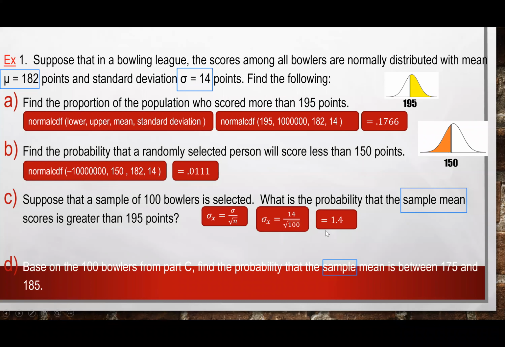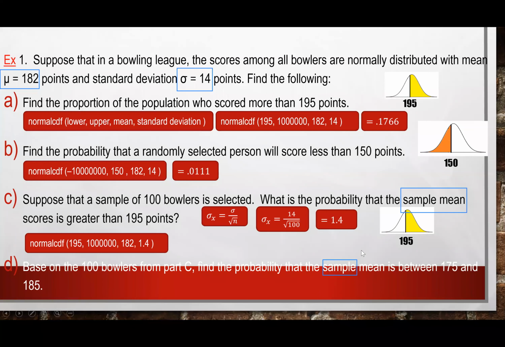Going back to this item, like I mentioned, greater than is the same as more than, right? Anything to the right of 195 is greater than 195. The only thing different between A versus C is that we are not using 14, we use 1.4, because we have to adjust the standard deviation to become a sample standard deviation. Once you have this, ladies and gentlemen, your answer is 8.1606 times 10 to the negative 21. What does the negative 21 mean?